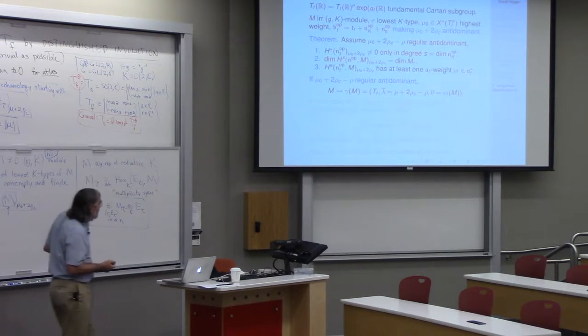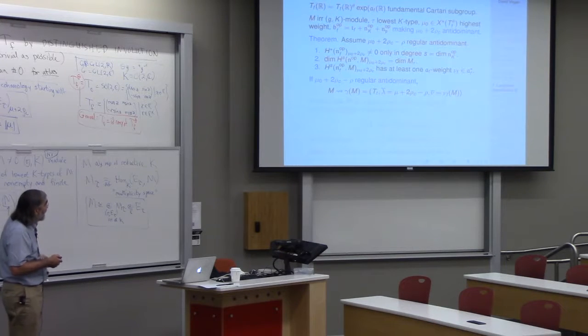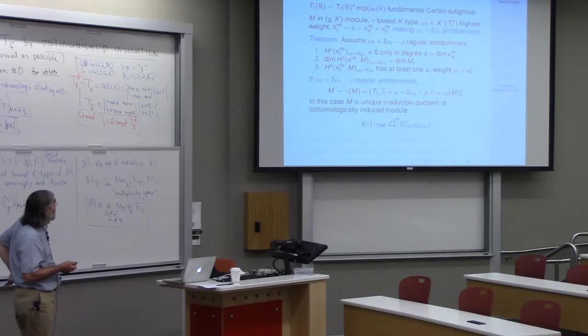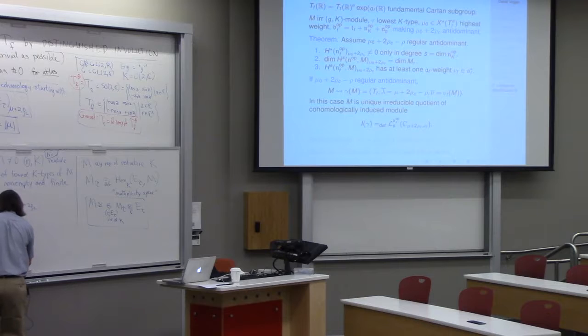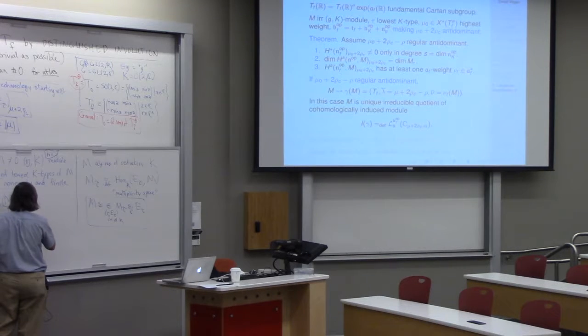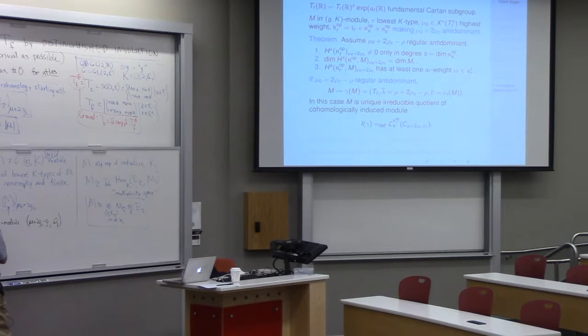Okay, so that's how you attach a Langlands parameter to M, and you see that it's set up so that this theta module, well, this mu plus 2 rho c minus rho, nu f, this appears in H of this, sorry.